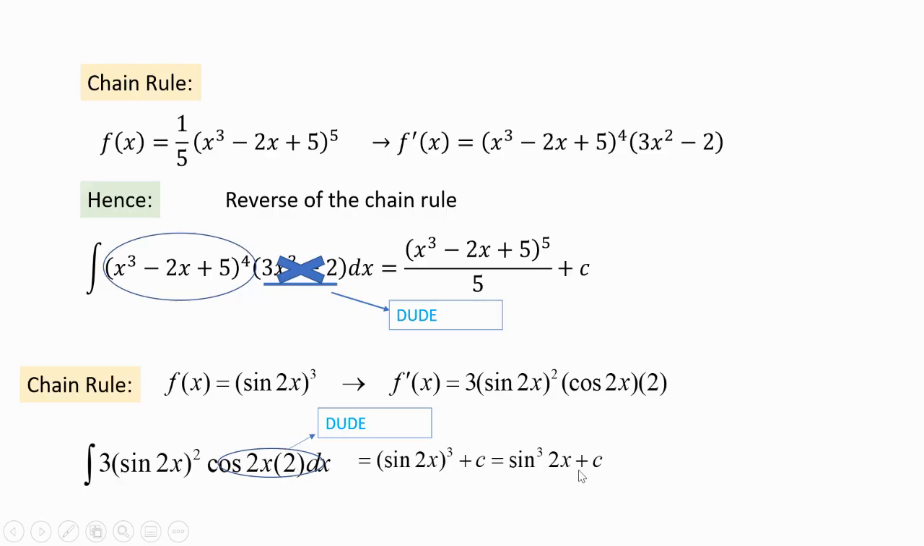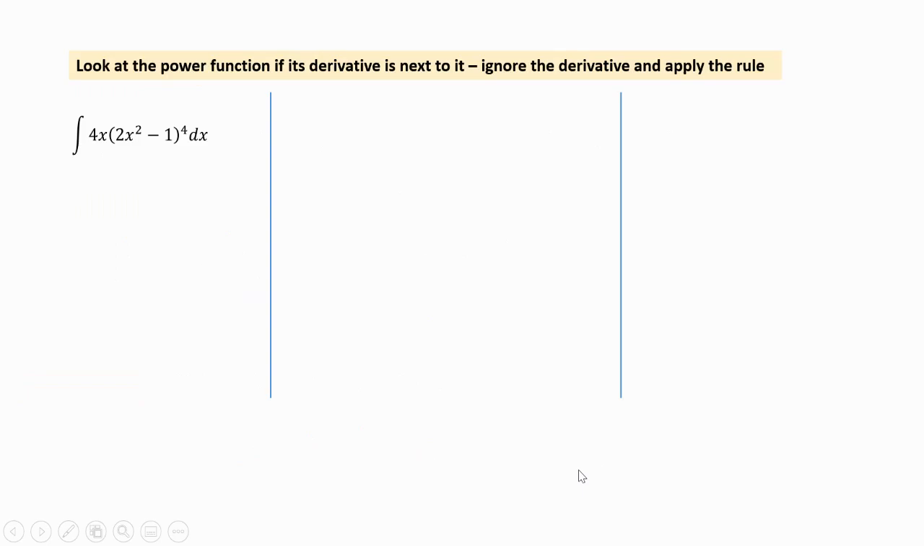Okay, so let's look at some examples. If we have a look at this one, we've got 2x squared minus 1 to the power of 4. I can see that it's not linear, so what am I looking for? First prize would be to get the dude next to it. There it is, the derivative of that is 4x, so that is the dude. So what do I do? I ignore the dude and integrate the bracket. So this should be, in our heads now, 1/5 (2x squared minus 1) to the power of 5 plus c.